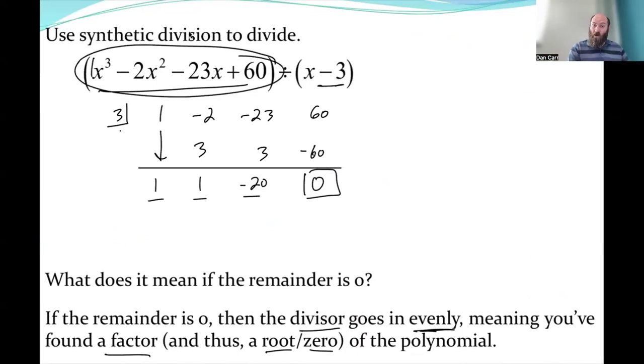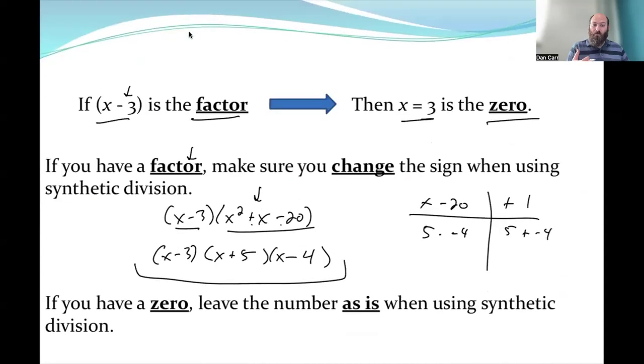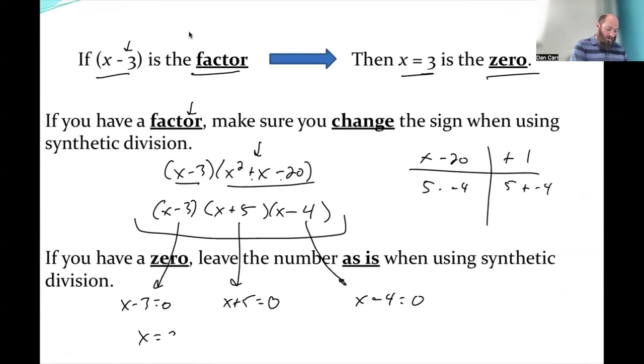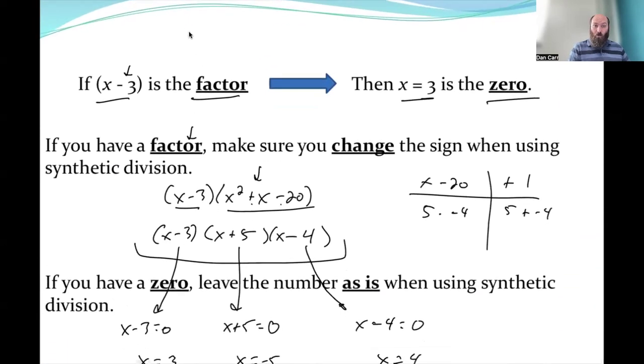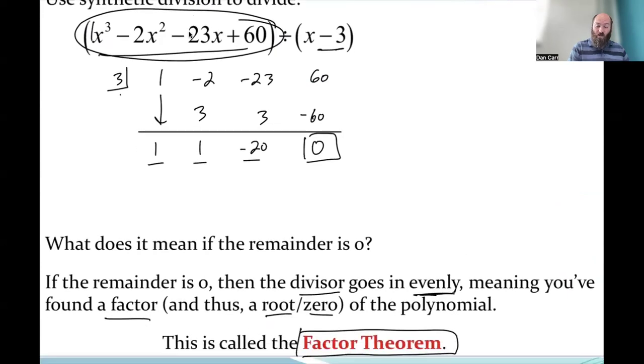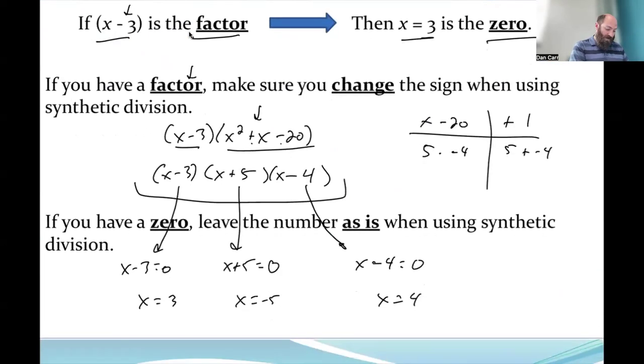So as long as we know one of our factors, we can go through that process. Okay. Now, in terms of zeros, we can find all our zeros now. This means that x minus 3 equals 0, x plus 5 equals 0, and x minus 4 equals 0. So I get 3, -5, and 4, meaning the polynomial that was given, x cubed minus 2x squared minus 23x plus 60, has 3 zeros: 3, 0, -5, 0, and 4, 0.